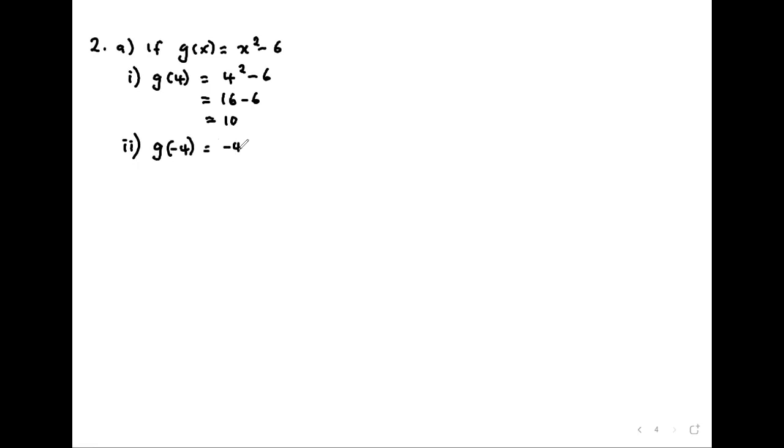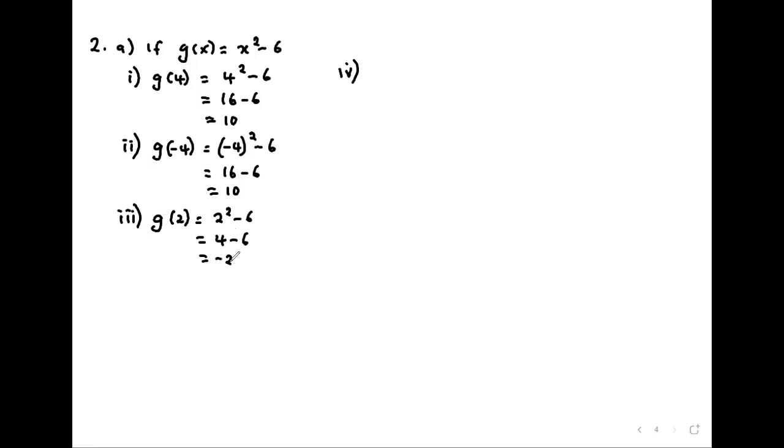2, find G of negative 4. That will be negative 4 squared minus 6, giving us 16 minus 6, which is equal to 10. 3, find G of 2. G of 2 is 2 squared minus 6, which is 4 minus 6, which is negative 2. The next question here is 4.